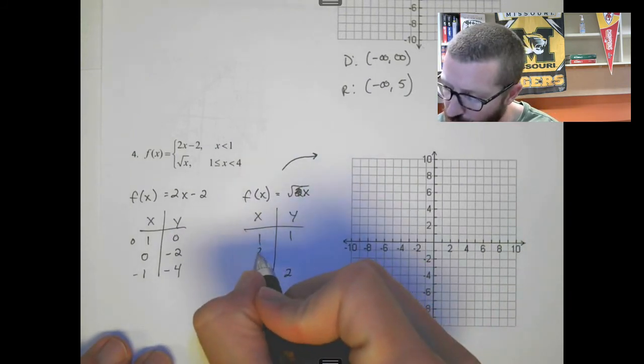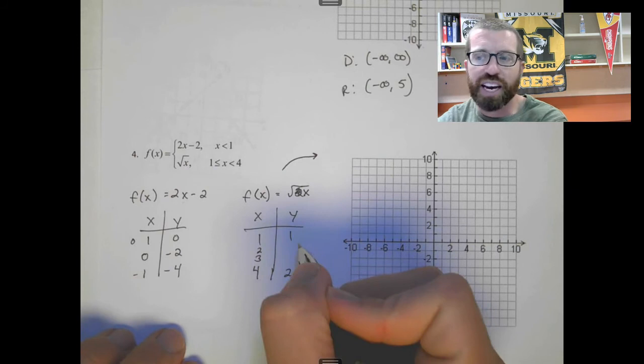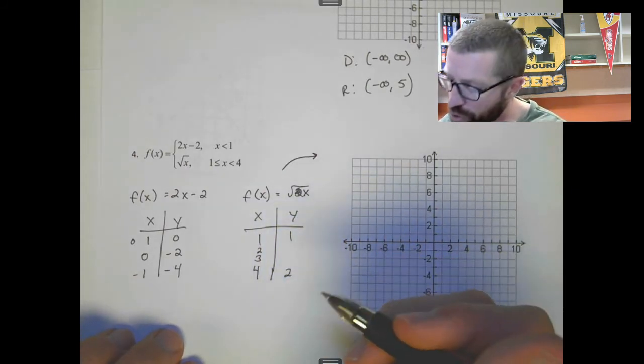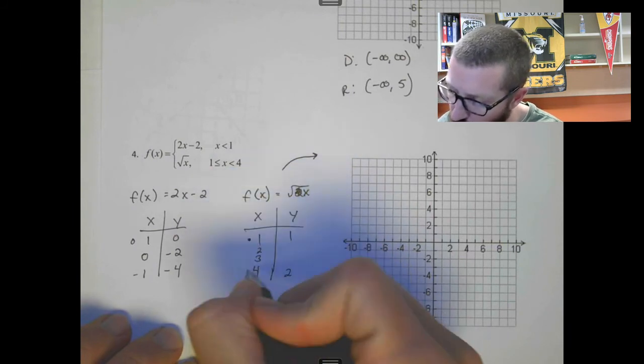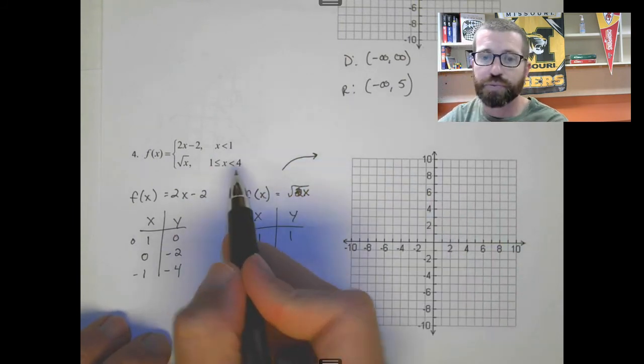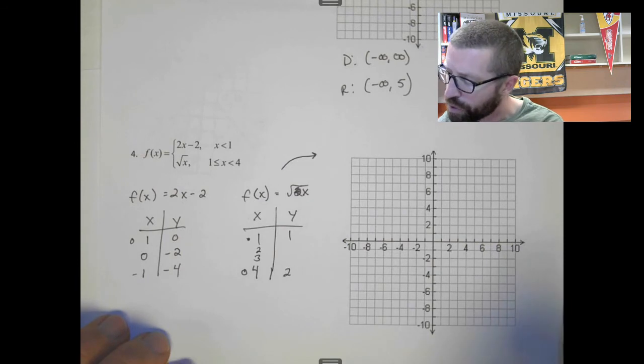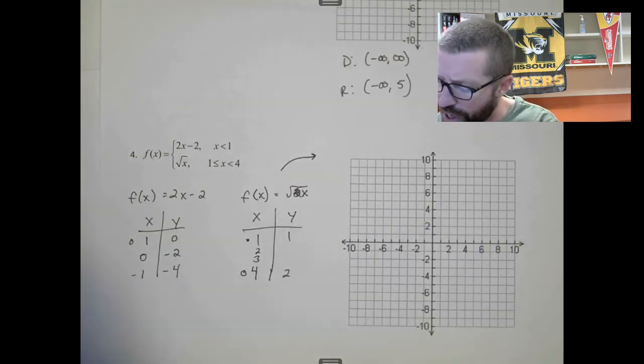So if you want to put 2 and 3 there, you might need a calculator to find the exact. There'll be decimals in between 1 and 2. But this is a closed circle here. And this is interesting. There's an open circle on the other end. Okay, so let's look at the graph.